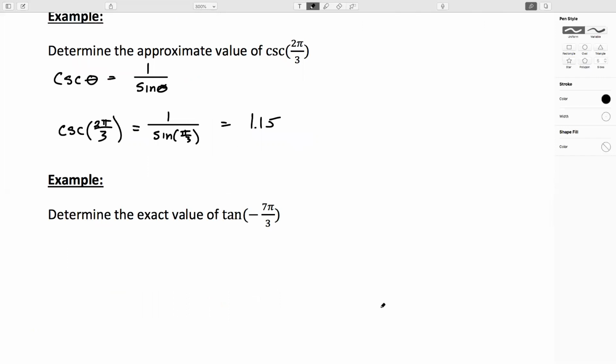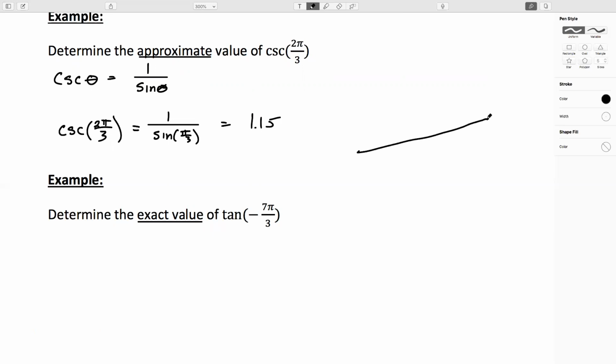If you have an approximate value, all you really have to do is plug the numbers into your calculator. If you have an exact value though, then you can't just plug your numbers into your calculator. When you have the word exact, that's a hint that you need to use a special triangle. We talked about 2 of them yesterday, and we're going to talk about the same 2 today.